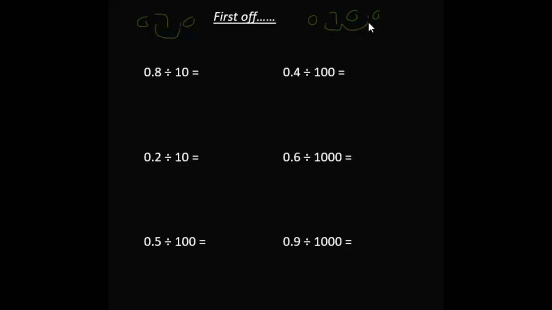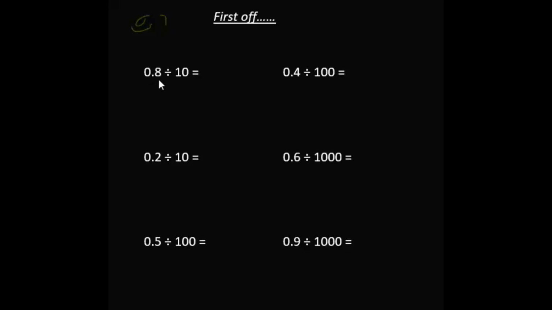Okay? Or sorry, my bad. I did this wrong. Okay, let me show you what I meant. So 0.7 divided by 10, the decimal point would move once to the left. Each time the decimal point moves, it's either 10, 100, 1000, 10,000, and so on, right? Because it moves by the powers of 10. So let's keep that in mind, and let's do these problems.